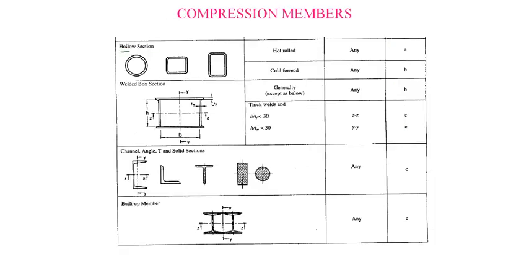Similarly, for hollow sections, for hot rolled or cold formed sections, buckling about any axis, hot rolled sections are class A and cold formed sections are class B. Welded box sections are also classified based on buckling axis, and for channel sections, angle, T and solid sections, buckling about any axis, the buckling class is given as class C, and for built-up sections, for any axis of buckling, class is C.